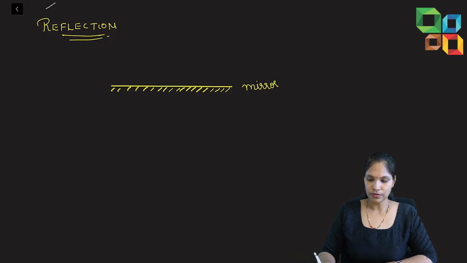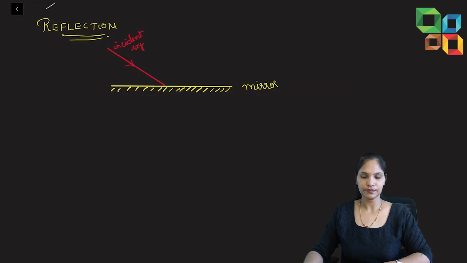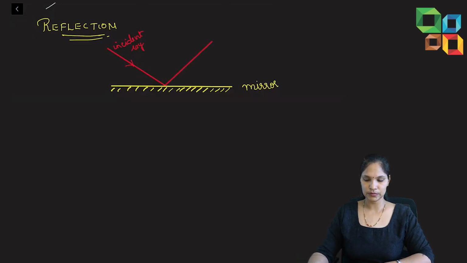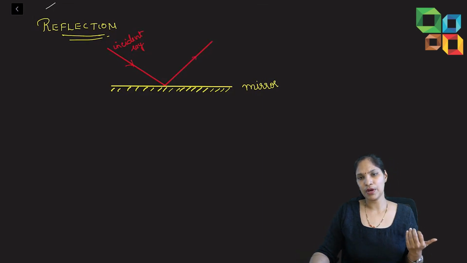So now let us say one ray of light comes like this and falls on this mirror. This ray, we call it the incident ray. What happens to this ray? I already told you, the ray will come back to the same medium. So like this. Does it come back along the same path? No, you can see it doesn't come back along the same path.